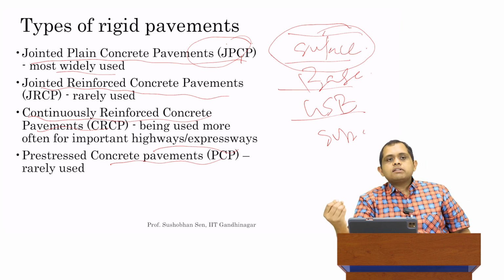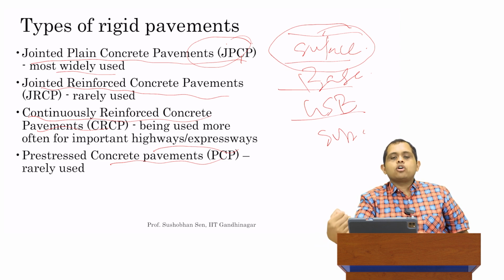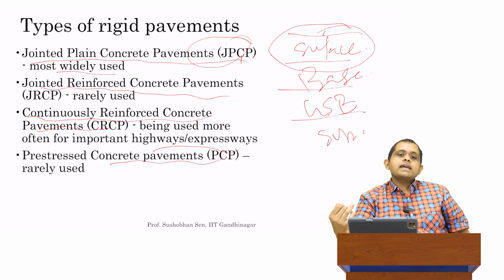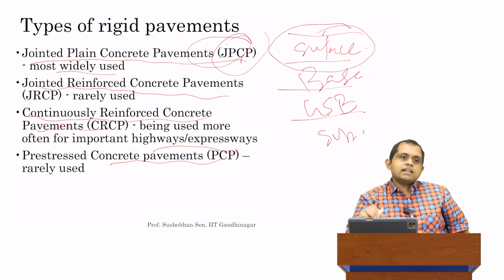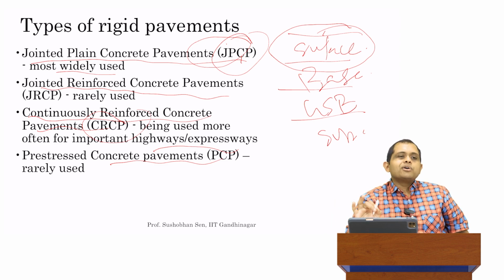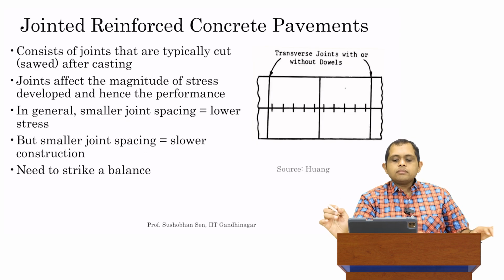So broadly, these are the 4 types of pavements. What I'll do in subsequent slides is go into details on what these are, and what the difference is between these different types of pavements. But keep in mind, as far as this class goes, we will primarily focus our energy on JPCP, a little bit on CRCP. JRCP and PCP, beyond today's lecture, we are not really going to look at all that much.